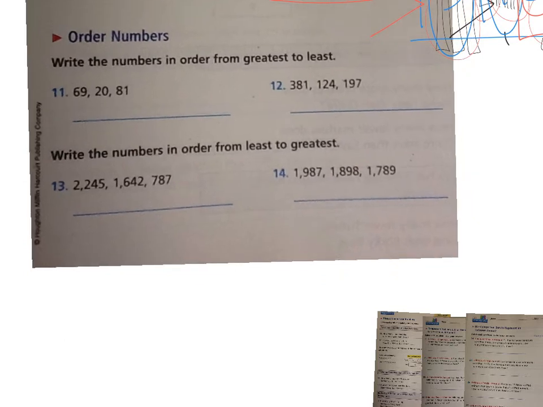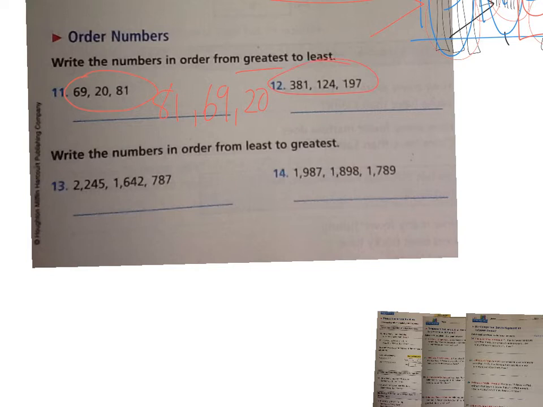Then here you're going to order the numbers from greatest to least. Remember that, greatest to least. So the biggest number is going to go first. These are kind of easy. You know 81 is the biggest, comma, 69 is the next biggest, comma, 20 is the least.